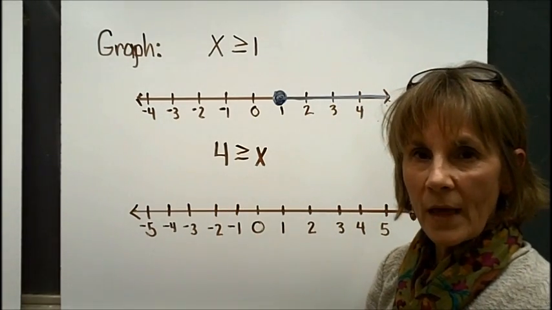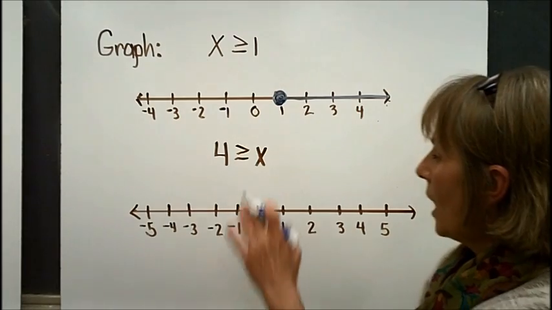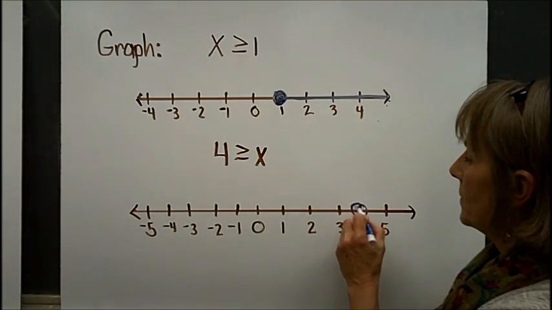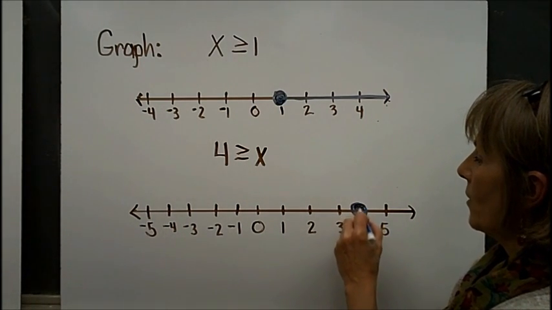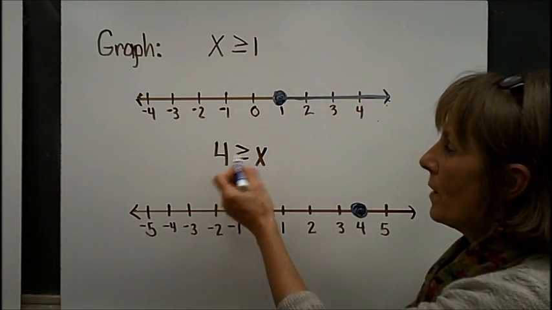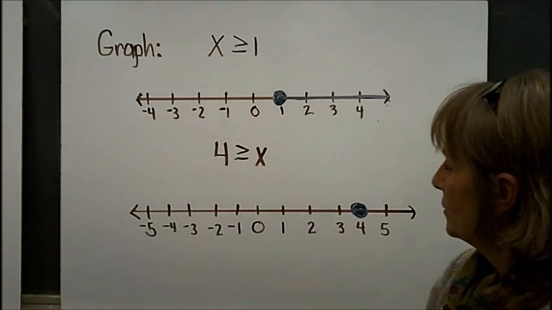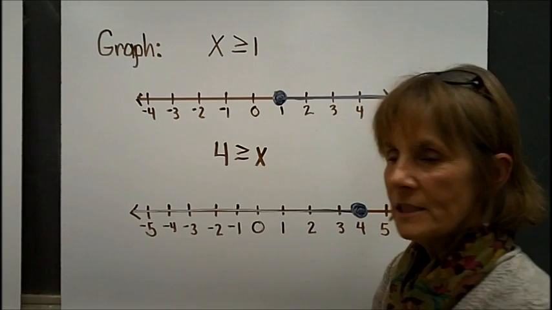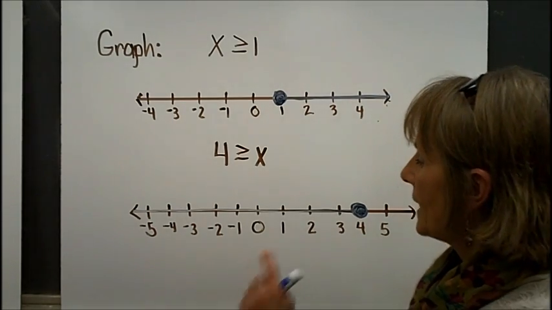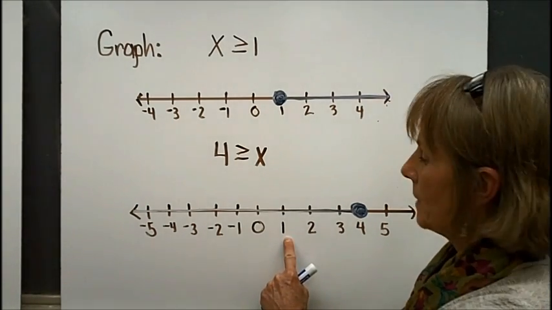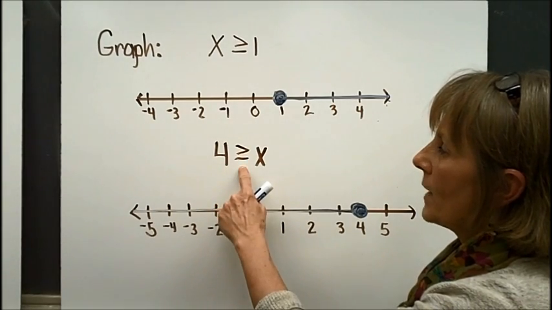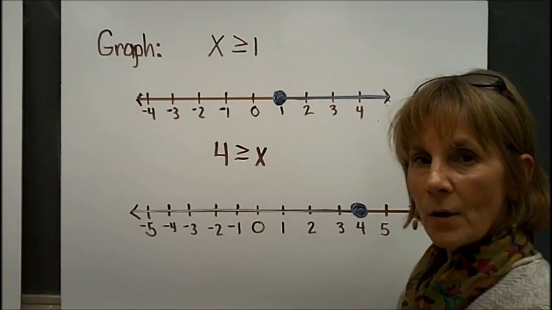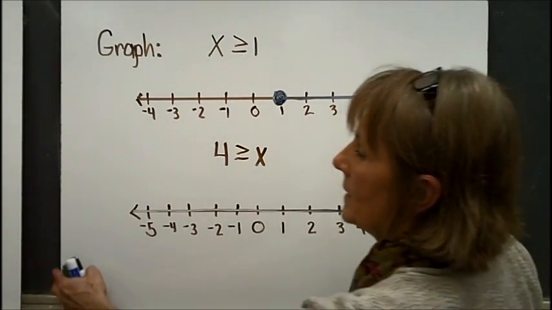4 is greater than or equal to X. A circle at 4. A closed circle because it is greater than or equal to. 4 is greater than the numbers in the solution set. So I know that my line needs to be shaded in this direction. I can pick 1 as a test number. 4 is greater than or equal to 1. That is a true statement, so I know that my solution set has been correctly marked.